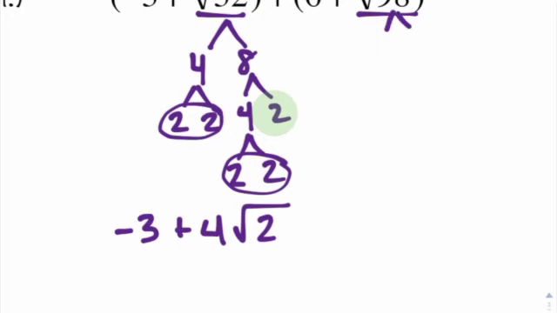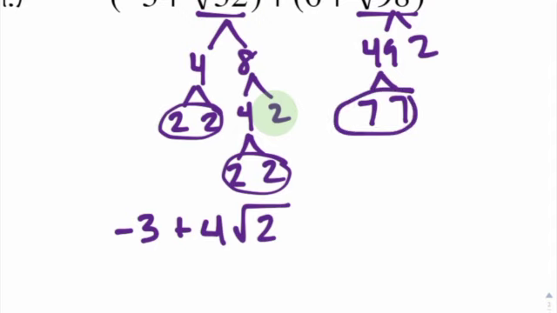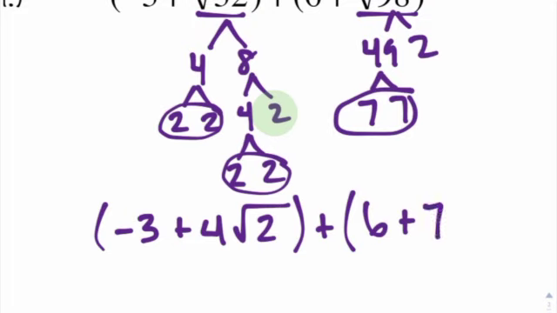98 is 49 and 2. You can do it however you want. And then 49 is 7 and 7. And 7 is a prime number, so we're done. So a pair of 7s will come out. So this becomes, this is in parentheses, plus 6 plus 7 radical 2. That radical 2 comes from that 2 that was left unpaired.